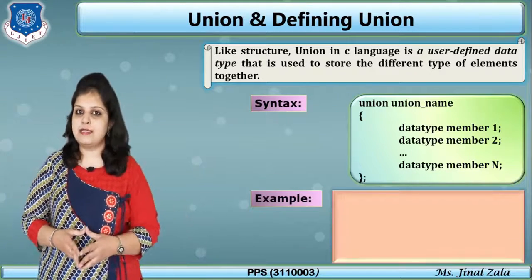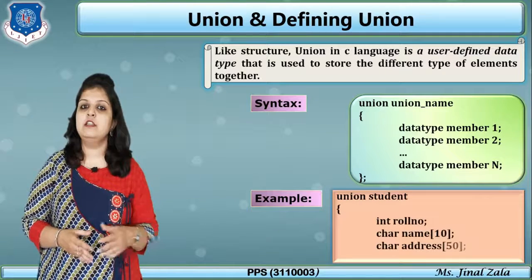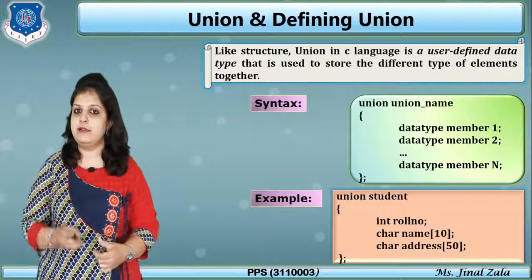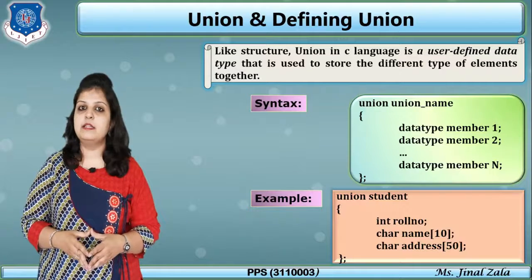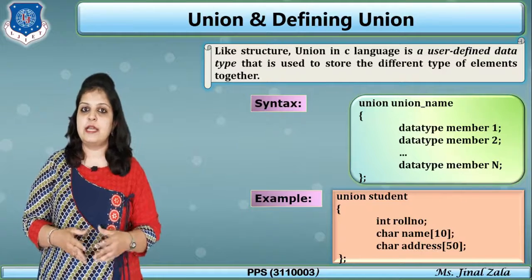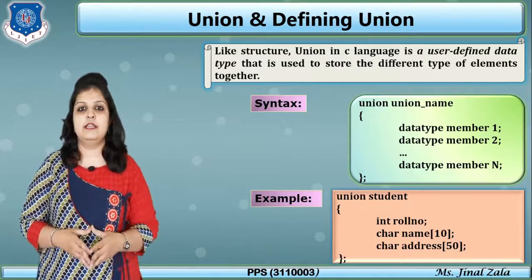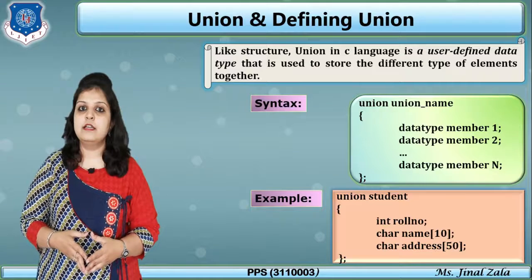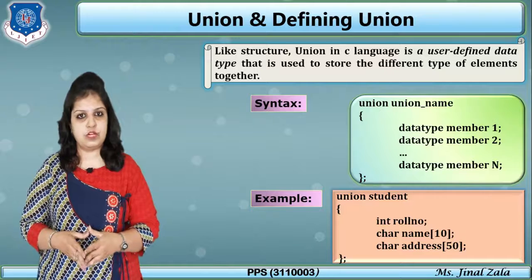Just see the example. First I am writing union keyword and then after student, and in curly bracket I am declaring three different members of our union. First is a roll number, that is integer. Second is a name, that is character array, and third is a address, that is again string. And here you can see the syntax of union, it is similar to structure.